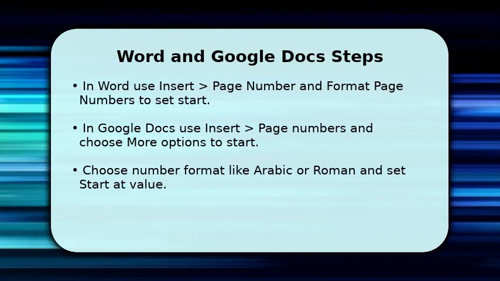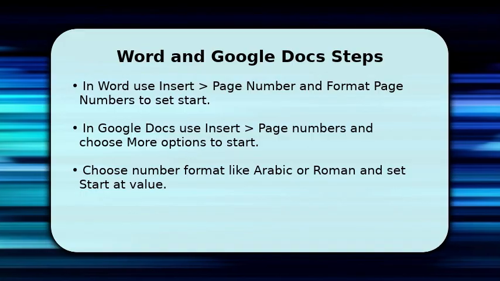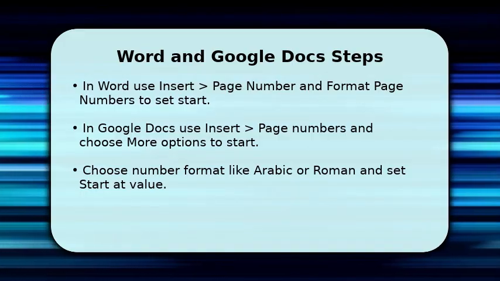In Google Docs, choose Insert, then Page Numbers, and select More options to set a starting number and whether to show on the first page. Always preview pages after applying settings to confirm correct numbering.